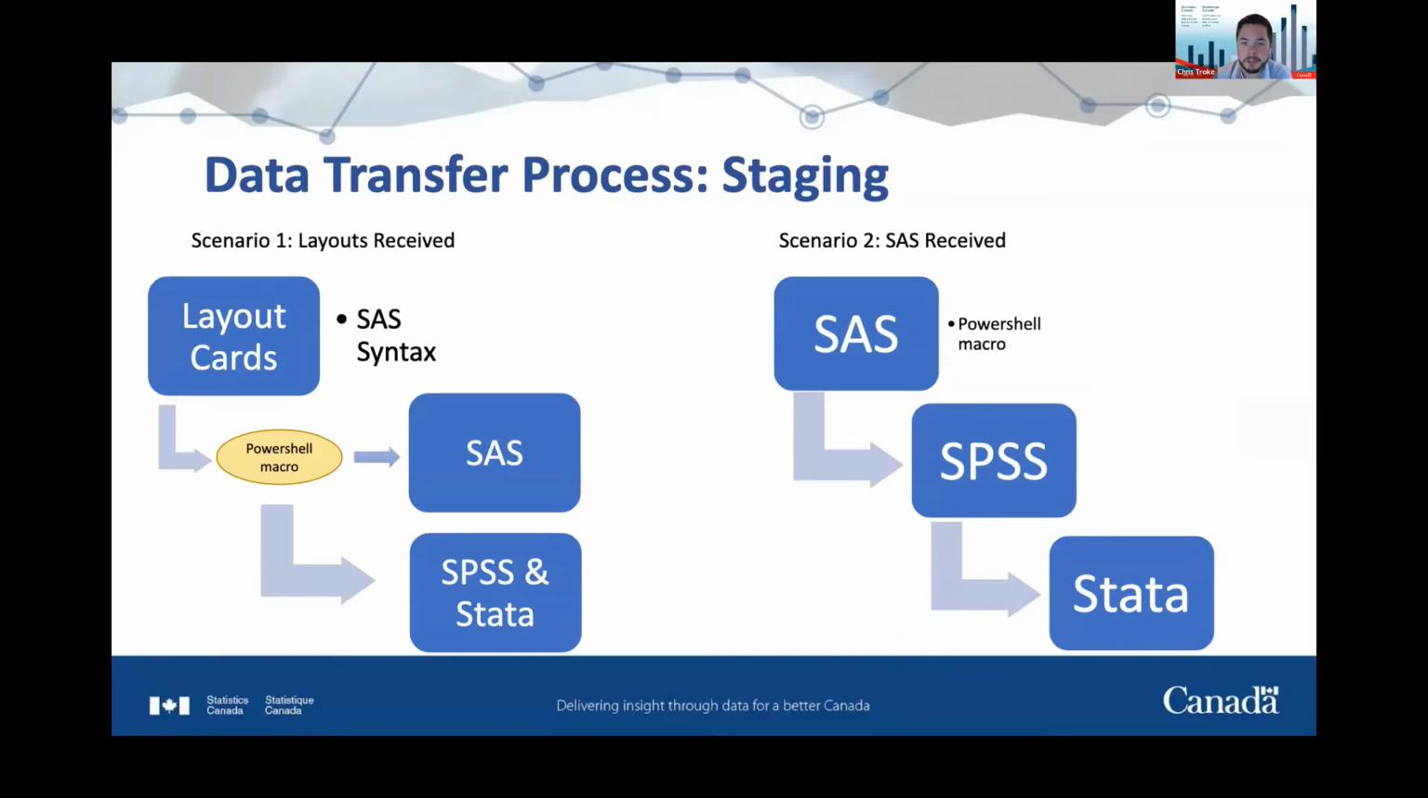So once our main SAS files or layout cards have been structured and renamed, we move to the data staging step. This process can take two forms, and both are mostly now automated. If we receive a SAS data set from subject matter, we simply add the path into PowerShell and run a code to create the SPSS and Stata versions. These are the three formats that my team is responsible for delivering and maintaining.